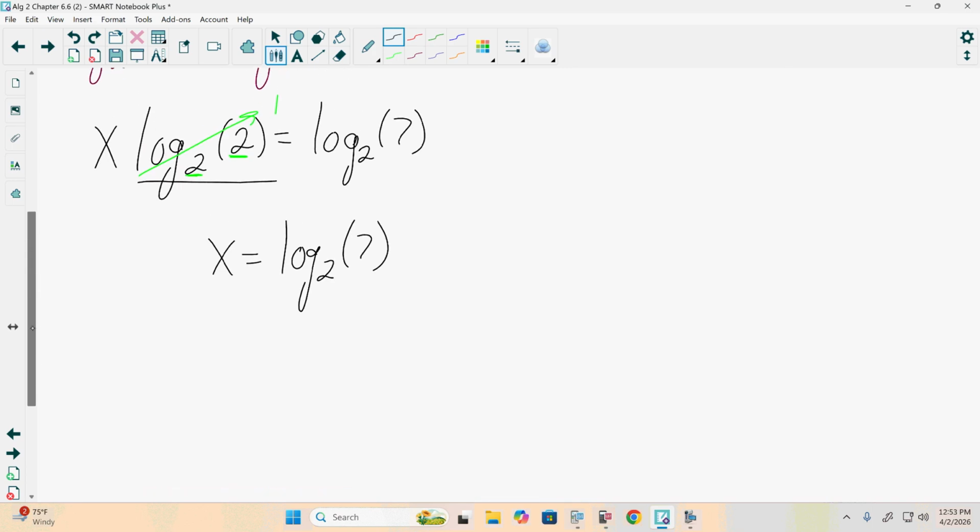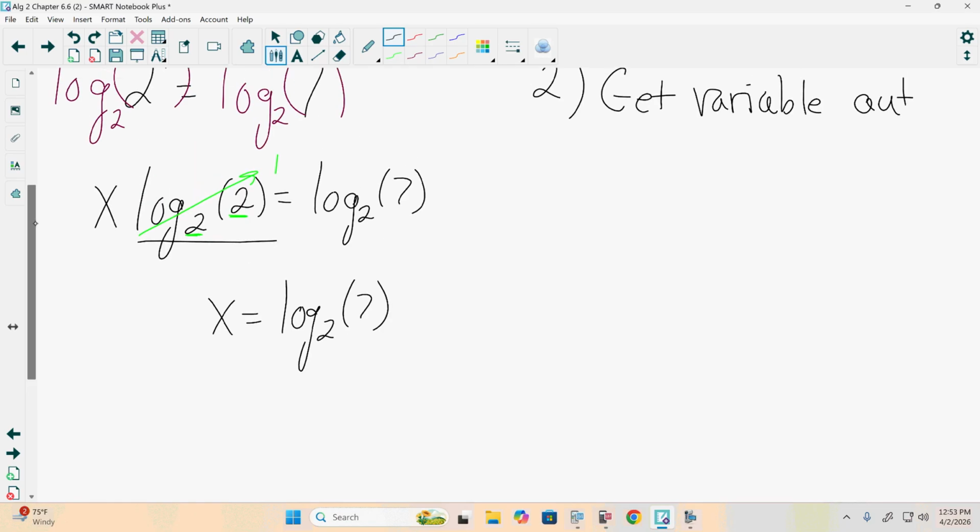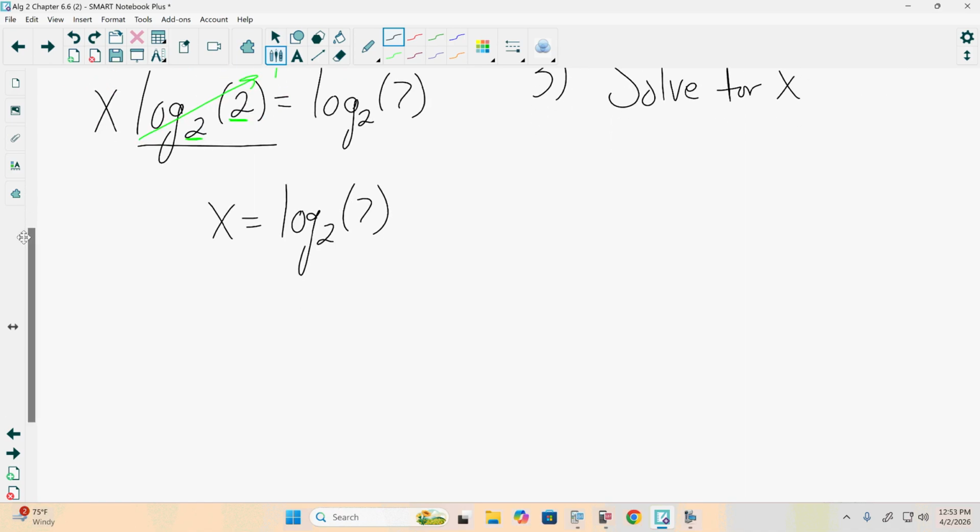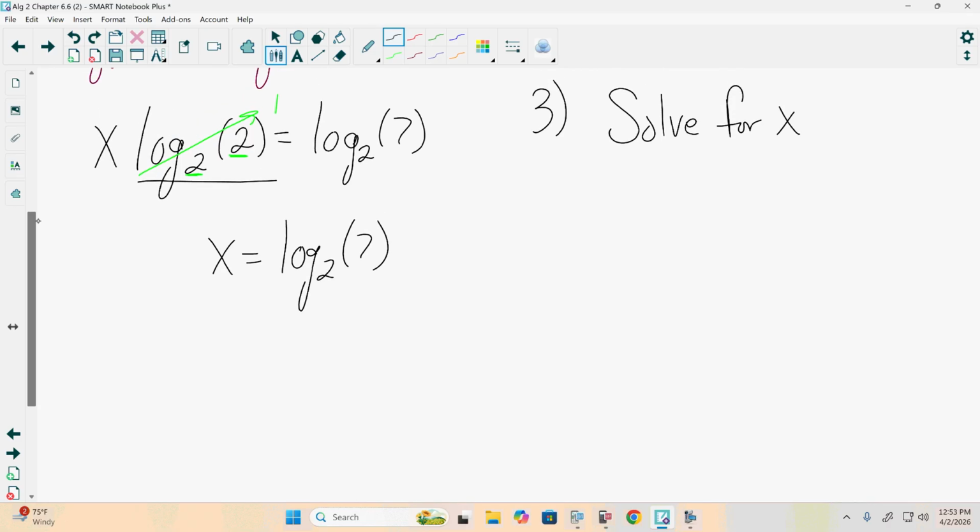Questions on this so far? We ready for step number 3? Solve for x, solve for the variable. We need to get the variable by itself as our third and last step. Well, x equals log base 2 of 7. X is by itself, it is solved.